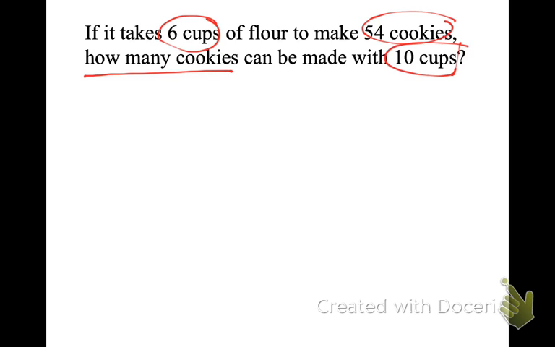Now, words only, I want no numbers. What am I comparing here? Carter? Flour and cookies. Okay. I like to say cups, but flour's the same thing. That would work. I don't care what you use as long as you're using the same thing. Cups to cookies. And the first fraction they give us is what? 6/54. 6 cups to 54 cookies. And then that equals, where does the 10 go? Numerator or denominator? Numerator, that's right. So 10, because I have my cups up top. And so it's how many cookies, that becomes my x.